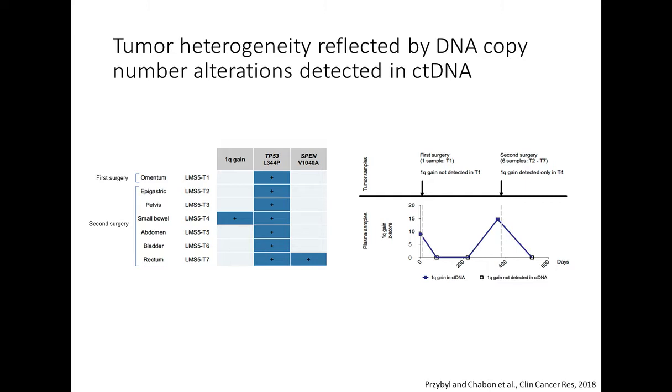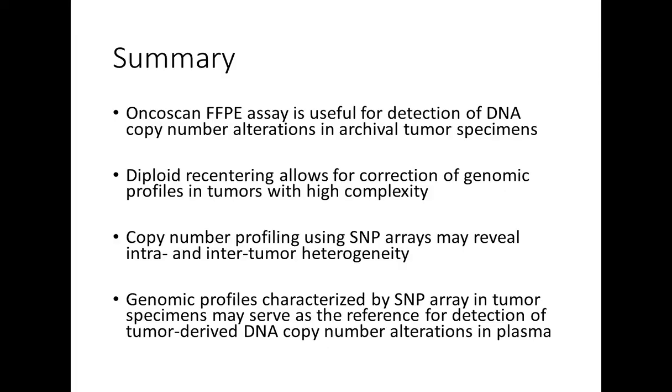In the right panel, you can see that the levels of DNA with 1Q gain in circulation were detected at 2 different time points among 5 longitudinal plasma samples. In these profiles, we can see that the 1Q gain was detected already in the first plasma sample that was collected 7 days before the first surgery. But this DNA alteration was not detected in the tumor sample removed at that time, because we analyzed only a single tumor, a single region of that tumor.